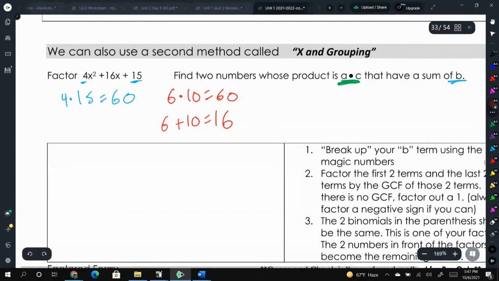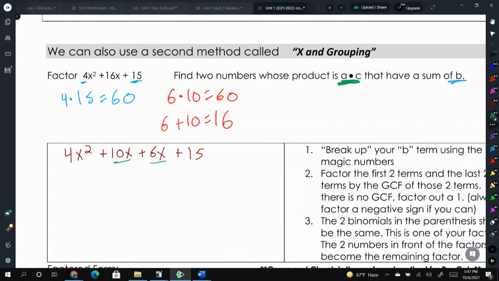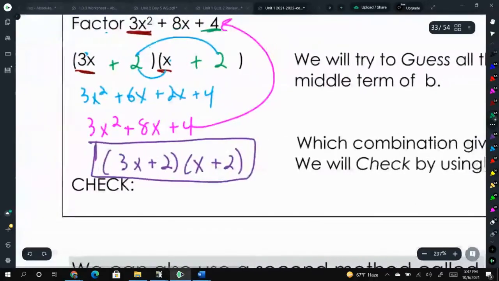Let's write that down here. What we're going to do is break up that 16x. What I mean by that is, instead of writing 16x, we're going to write 10x plus 6x plus 15. Now, one of the questions I get is, does it matter which order we do that in? No, it doesn't. I could have put 6x plus 10x. And if you were to combine these, 10x plus 6x equals 16x. So what we're doing is the opposite of my check up here.